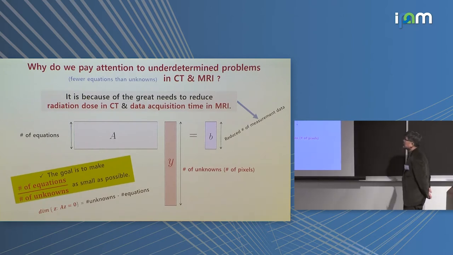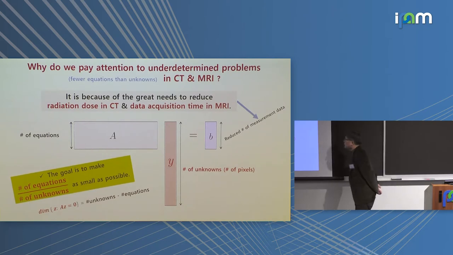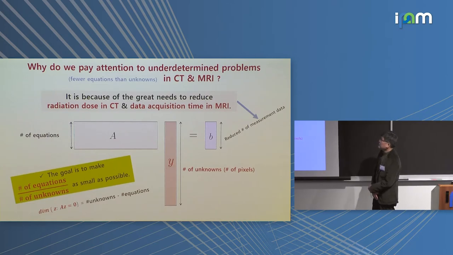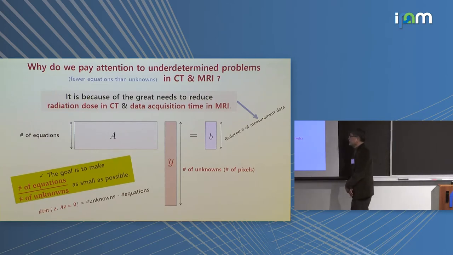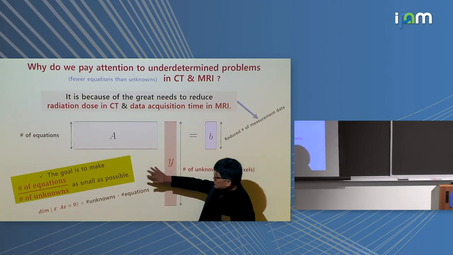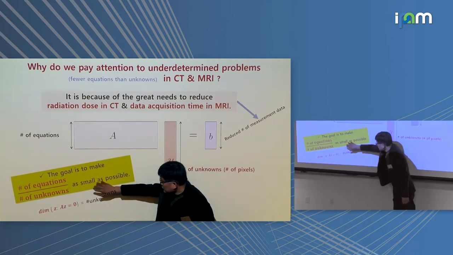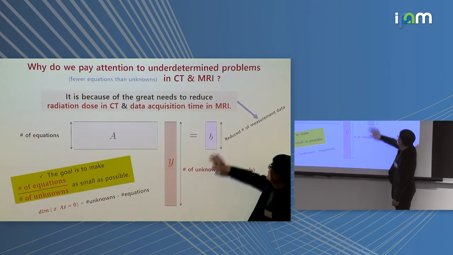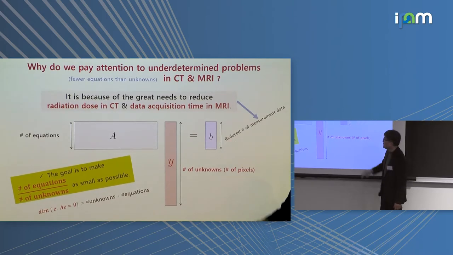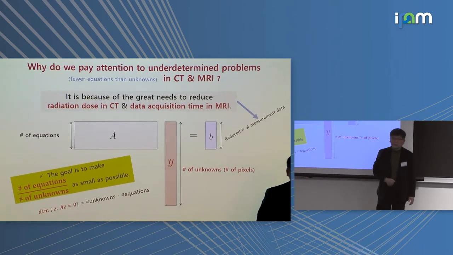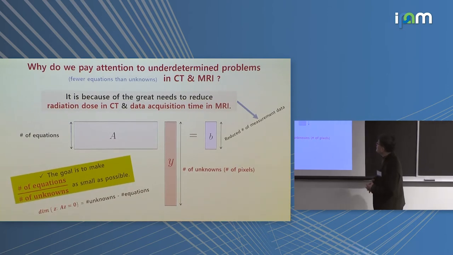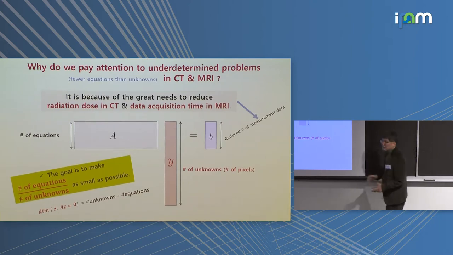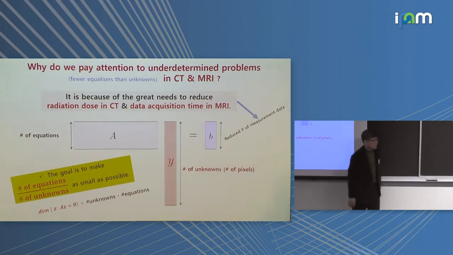It is because of the great need to reduce the radiation dose exposure in CT, and the data acquisition time in MRI, because it takes a lot of time to acquire data. So the goal is to make this ratio, the number of equations over the number of unknowns, as small as possible. The number of equations is the number of measurements. Making this ratio small reduces the radiation dose in CT and the data acquisition time in MRI. That's why we are thinking about this type of ill-posed problem.